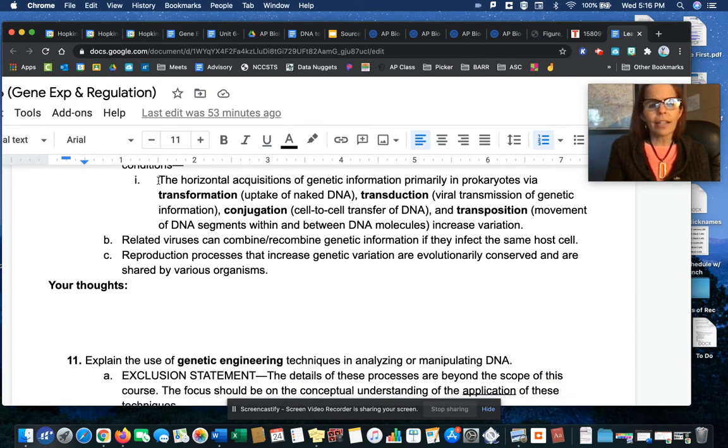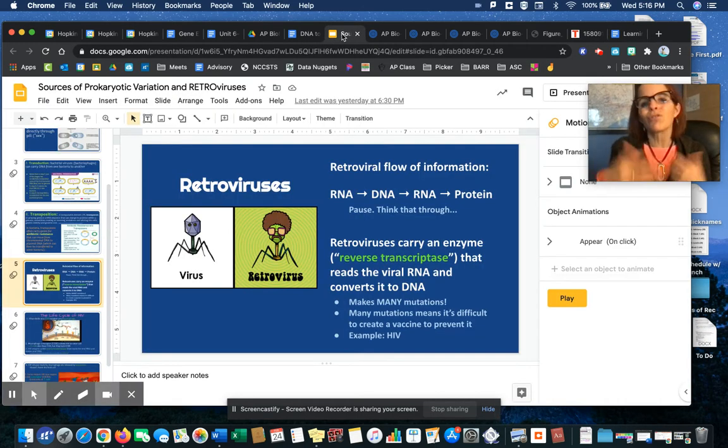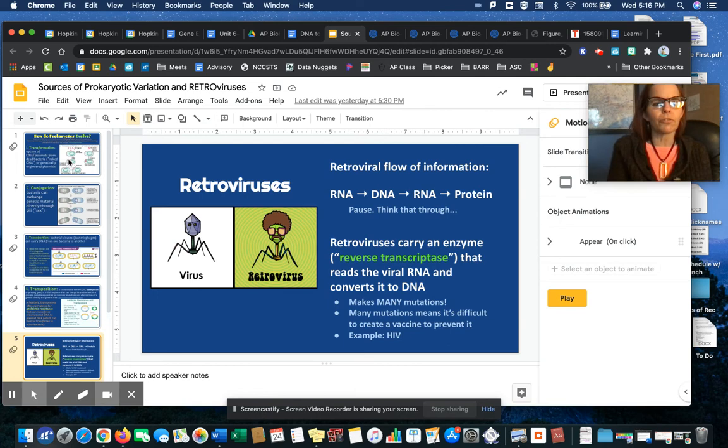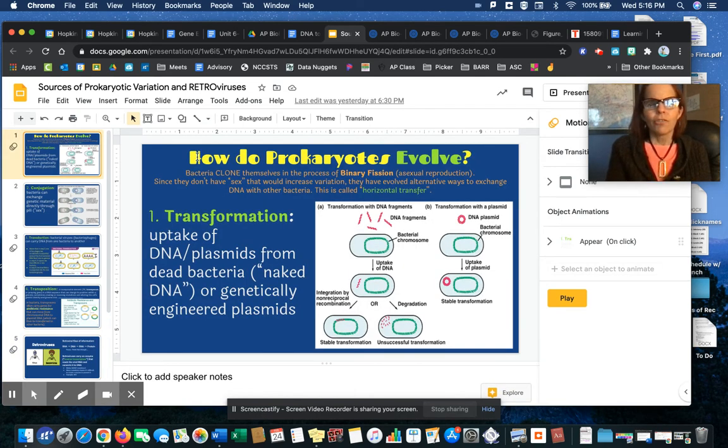This is one that gets kind of squeezed in this unit, so I had to squeeze it in at the end. The horizontal acquisition of genetic information. So horizontal transfer, that's what prokaryotes do. There's other organisms that have horizontal transfer also. We do not, generally. There's one exception to that.